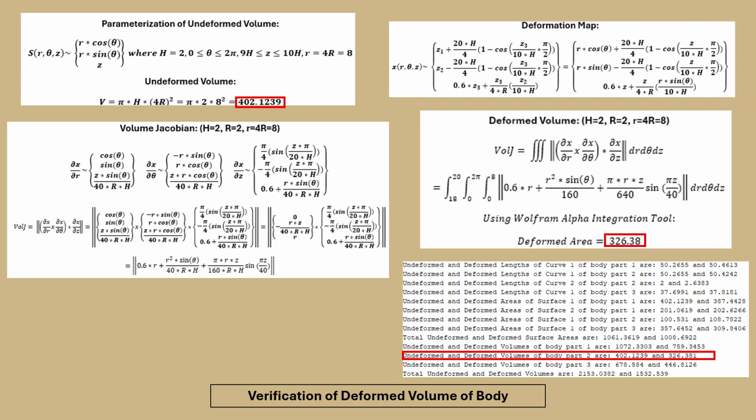I integrated with respect to r, which is running from 0 to 8, with respect to theta from 0 to 2 pi, and then finally z from 18 to 20. And that gives me a value from the Wolfram Alpha integration tool of 326.38, and that lines up with the value displayed from MATLAB for the undeformed and the deformed volume.